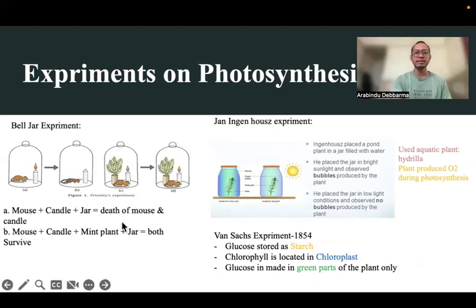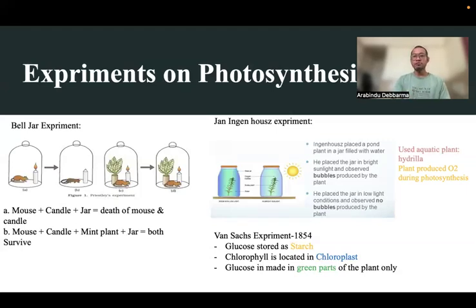So what the scientists did is put a mouse and a candle inside a jar and totally cover it, and no gas from outside was allowed to enter the bell jar. After some time both the mouse and the candle got suffocated: the mouse died, and the candle was extinguished. But when they put a mint plant inside the bell jar, they found that the animal, the plant, and the light could survive.